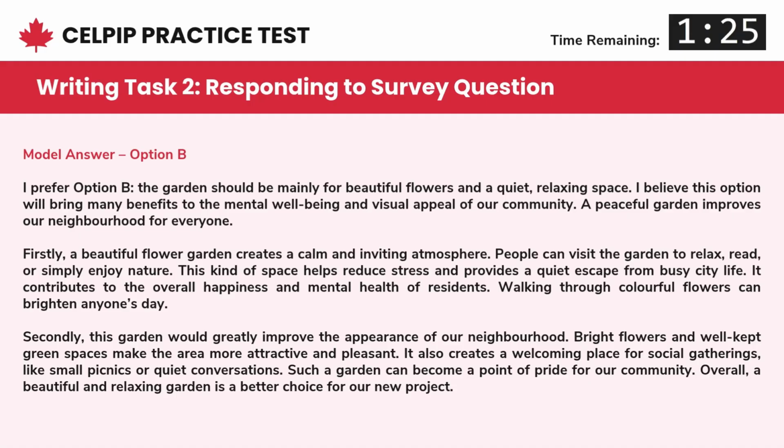This model answer shows you how to write an effective CELPIP writing task 2 response. You can pause the video here to read the full answer if you need more time. The answer clearly chooses an option and provides solid reasons. For example, it mentions that the garden creates a calm and inviting atmosphere and greatly improves the appearance.